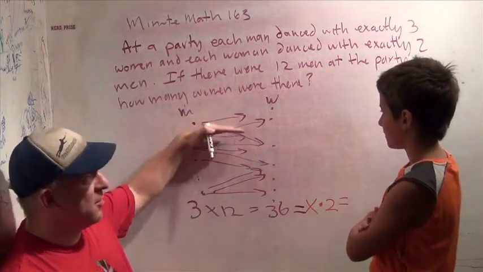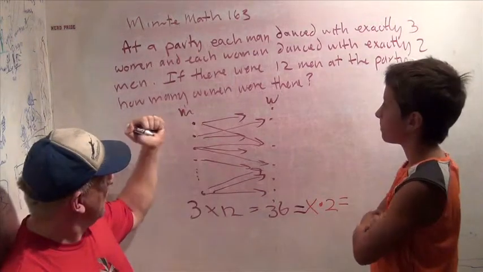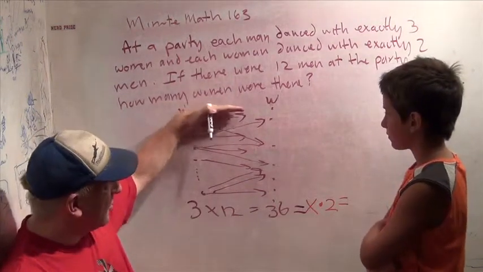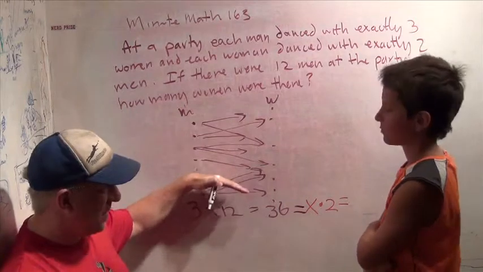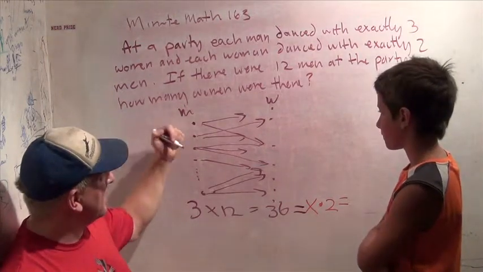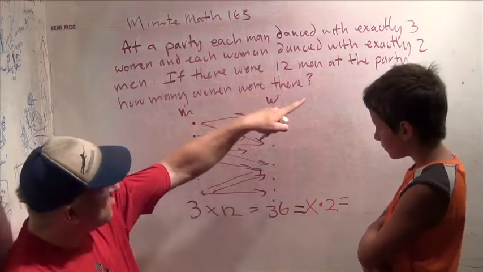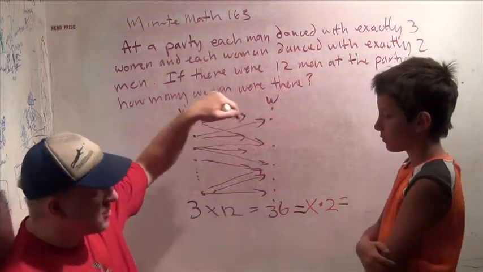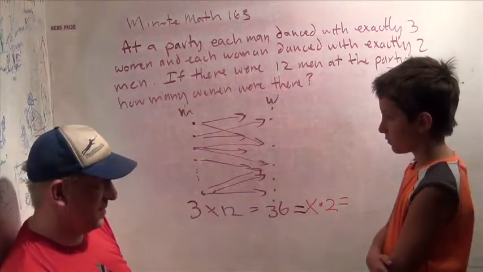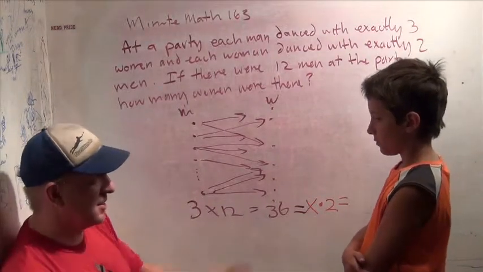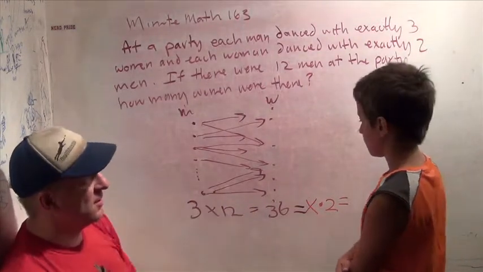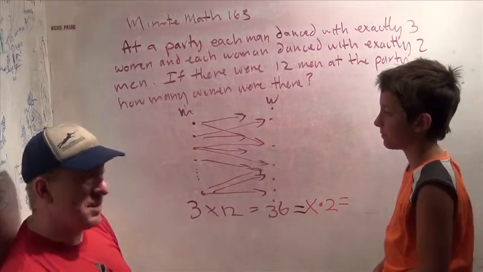The dances are what matter. There are 36 dances. 12 men, each man gets 3 dances. Each woman gets 2 dances, but there's 36 dances. So if each woman gets 2 dances and there's 36 dances, how many women are there? There's 18. Make sense?